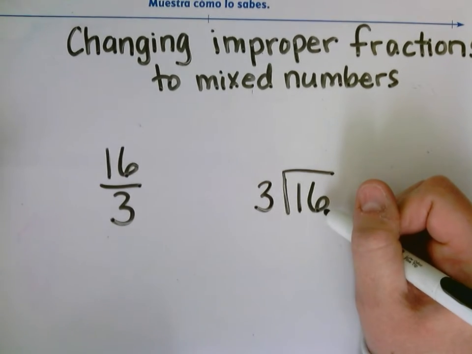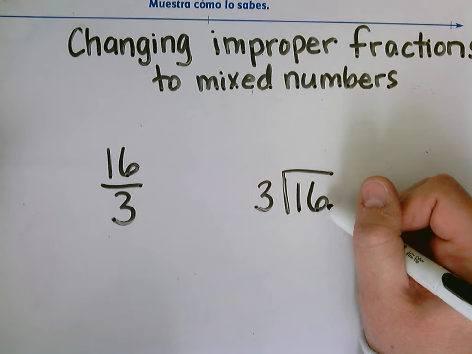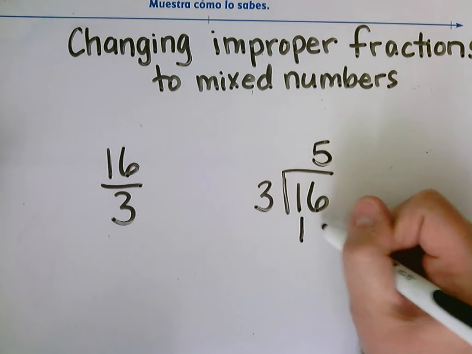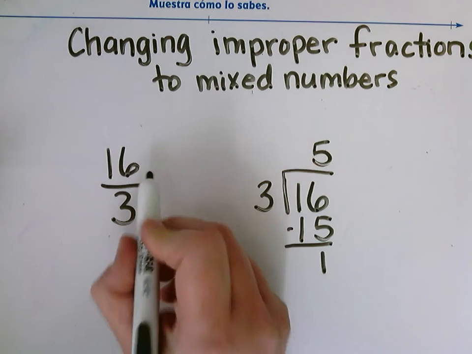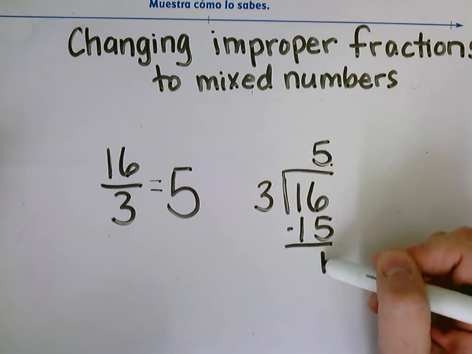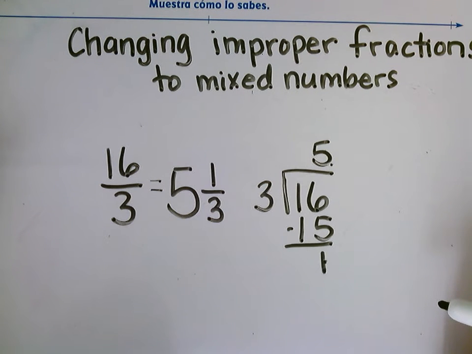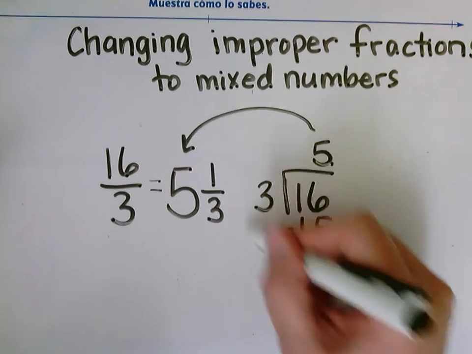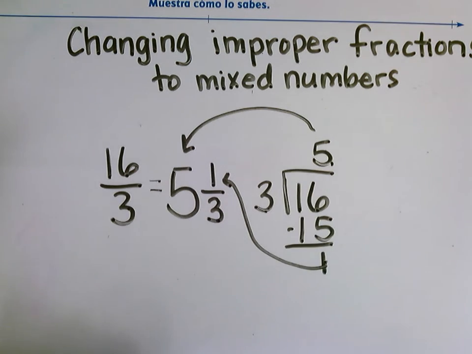I think about my 3's times tables. 3 times 5 is 15. I think that's the closest I can get because 3 times 6 is 18, and that's too many, so I'm going to do 5. 3 times 5 is 15. And I'm going to have 1 left over. All right, so 16 thirds, 5 is my whole number, 5 and 1 third. Okay, my quotient is my whole number, my remainder is my numerator, and my denominator is staying the same, it's the divisor. Let's try one more example.